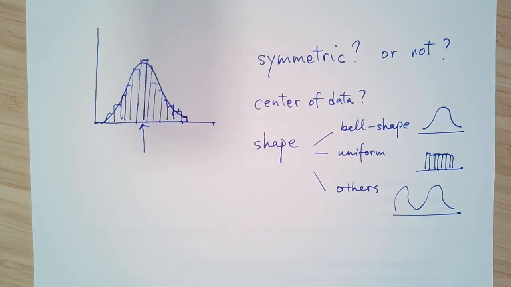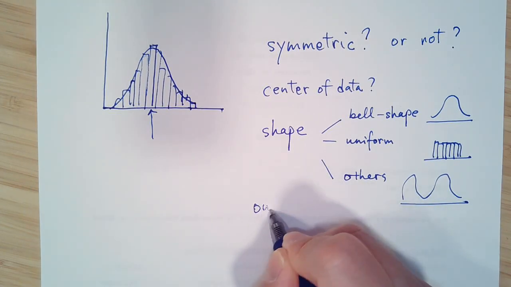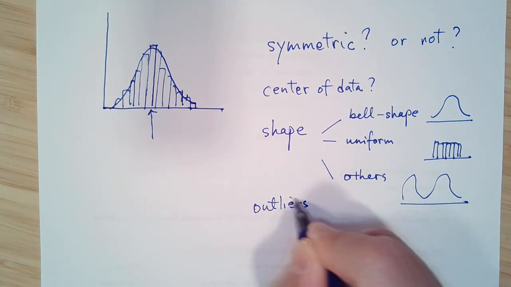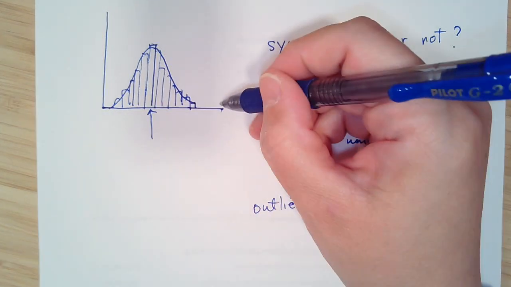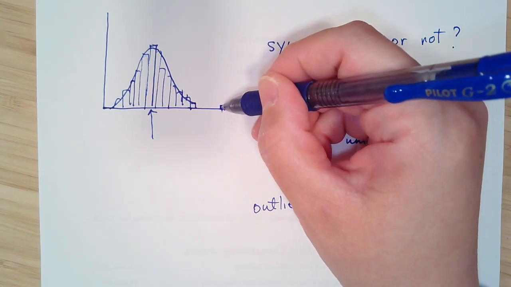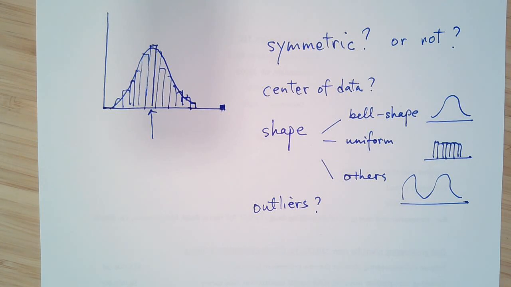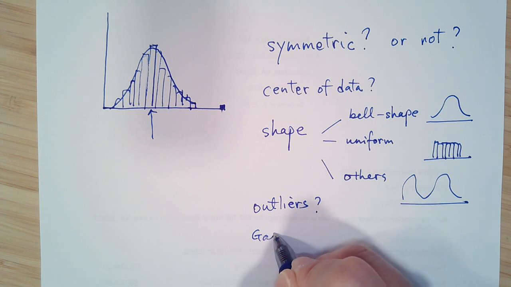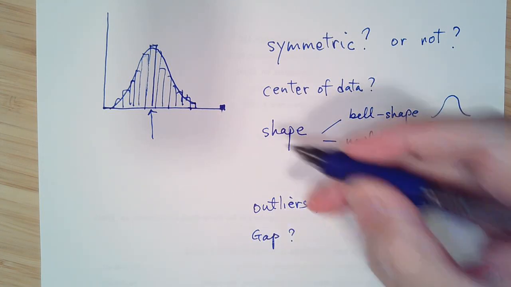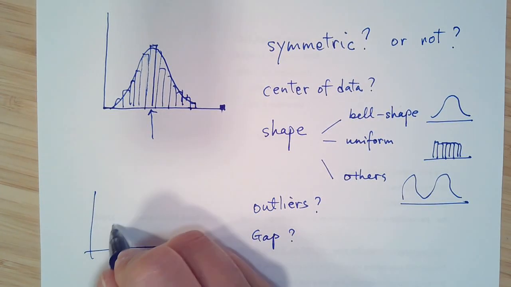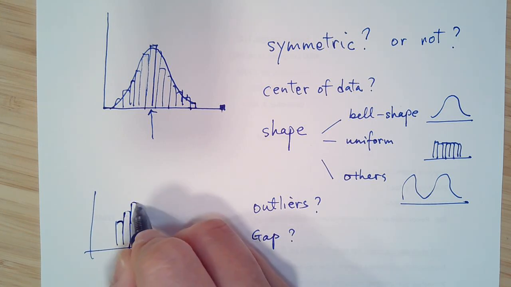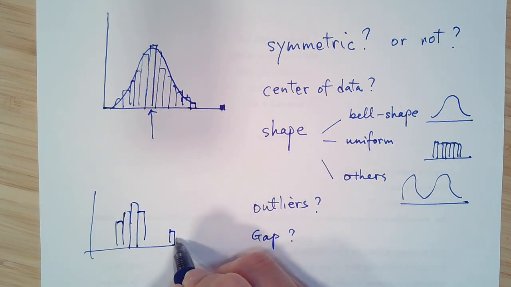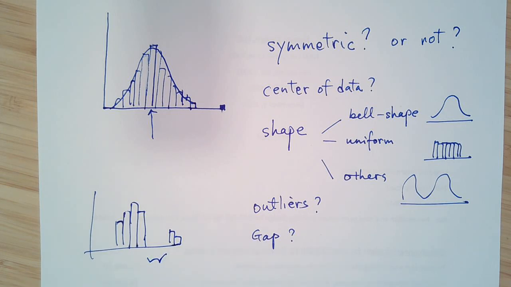And something else, we want to know if there are outliers. If you have all the data here and suddenly you have one number way on the right, that is the outlier. So is there any outlier? At the same time, we ask is there any gap? Sometimes the distribution looks like this: 1, 2, 3, 4, and then it goes here. So obviously there's a gap here.